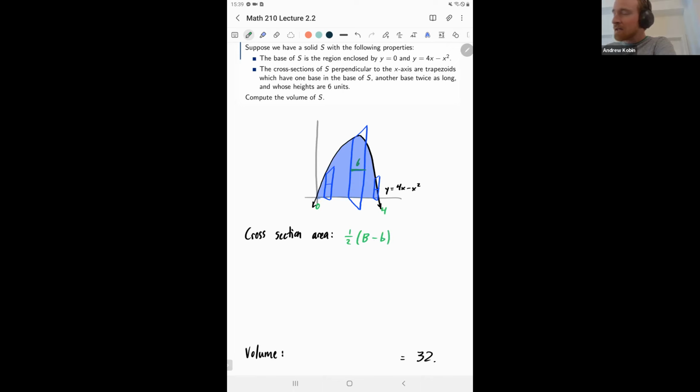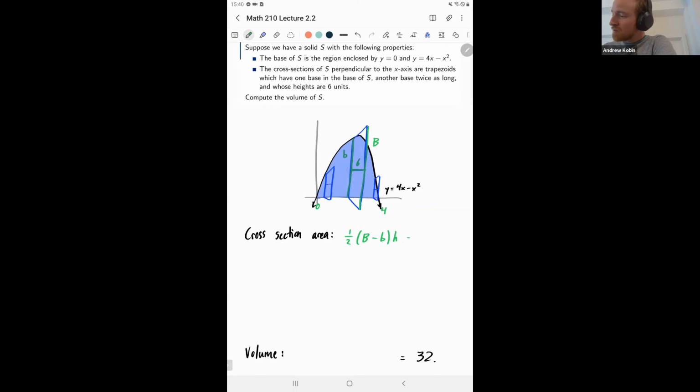I wrote B for big, but I really meant B for base. So 1/2 big base minus little base times height. There are a couple ways to rederive this. Maybe the magic word is subtract one triangle from another triangle if you want to go work this out on your own. But this is the formula, where B is the big base. I'll even draw it here. And little b is the little base.